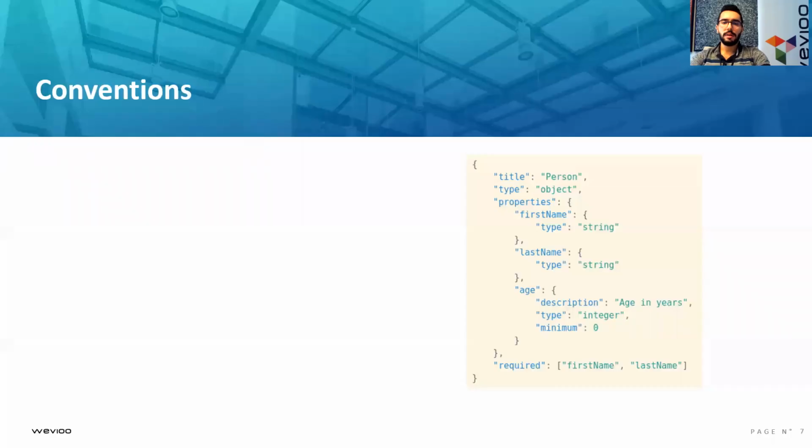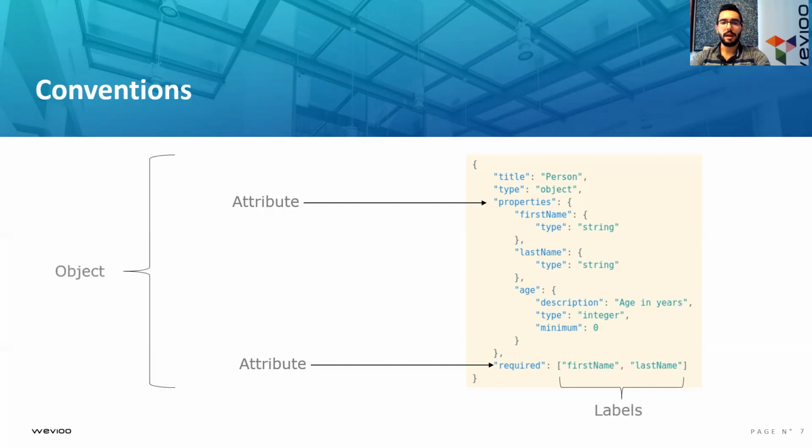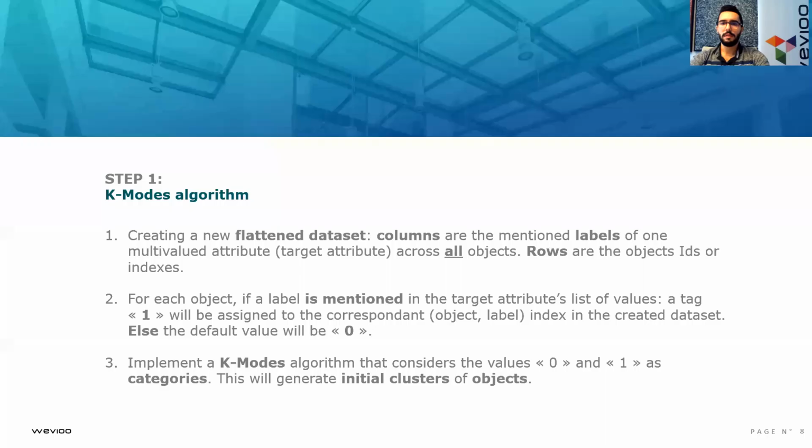So before moving on with explaining our method, we will be defining some conventions that we will be using later. By attribute, we mean, for example, properties, type, title, or required. So for example, required is the type of variable we will be dealing with in the first step of K-modes. It has an array, a list of labels, a list of values. Here in the example, it has 2 values, but we might have an attribute with hundreds of values. These are called labels. And the whole document, we will call it object.